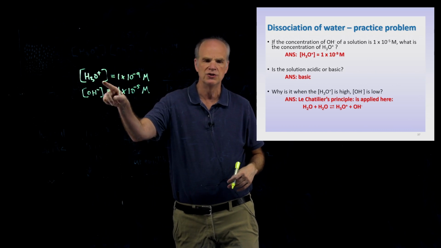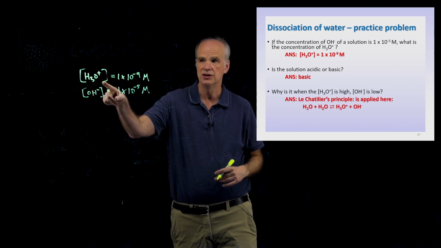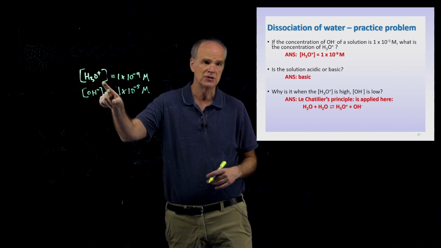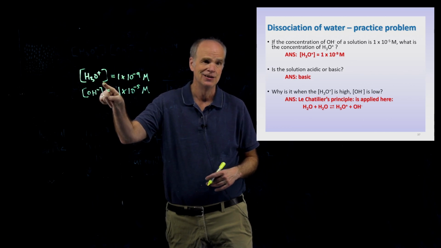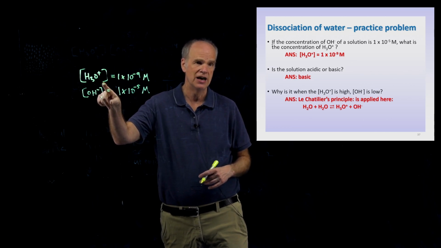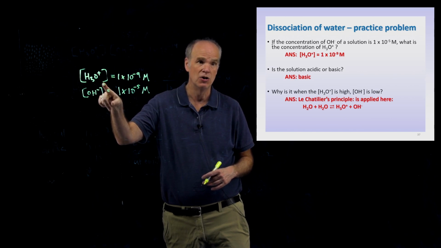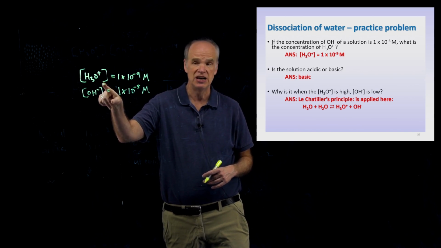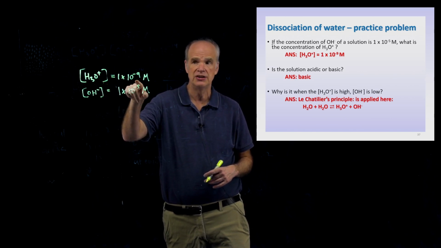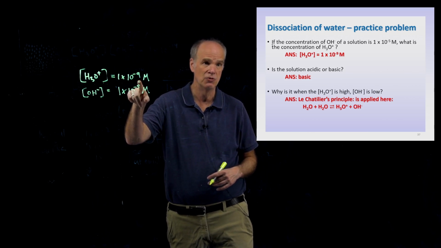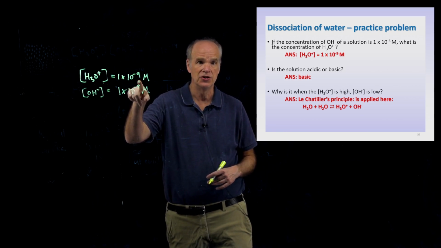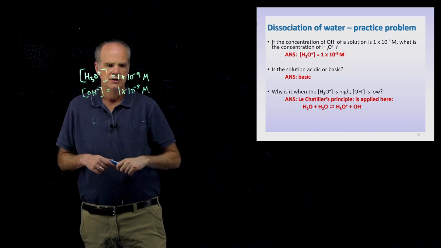Again, what you want to do is focus in on the hydronium concentration. If the hydronium concentration is greater than 1 times 10 to the negative 7 molar, that is an acidic solution. If it's less than 1 times 10 to the negative 7, then it's a basic solution. So 1 times 10 to the negative 9 is less than 1 times 10 to the negative 7. So this is definitely a basic solution.